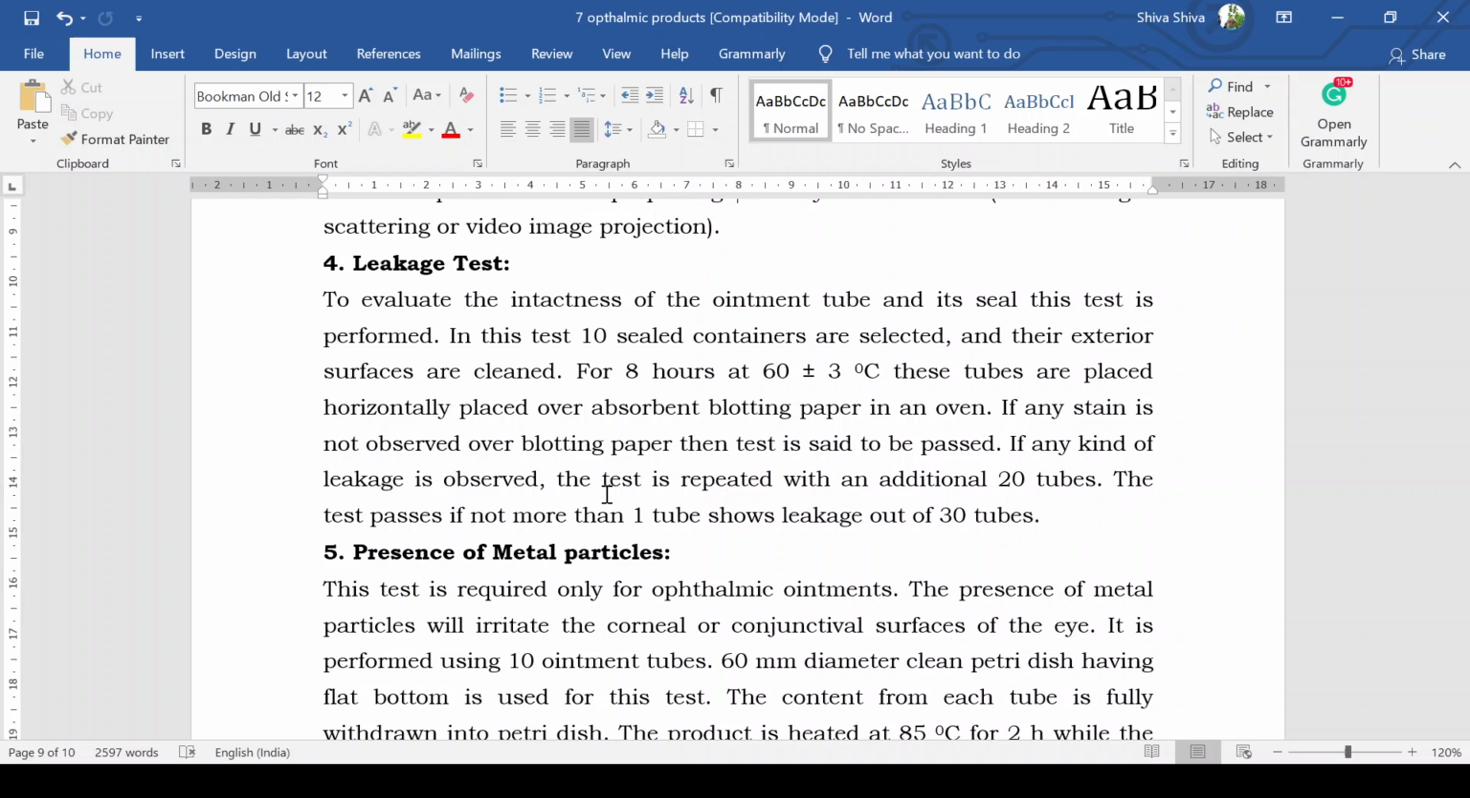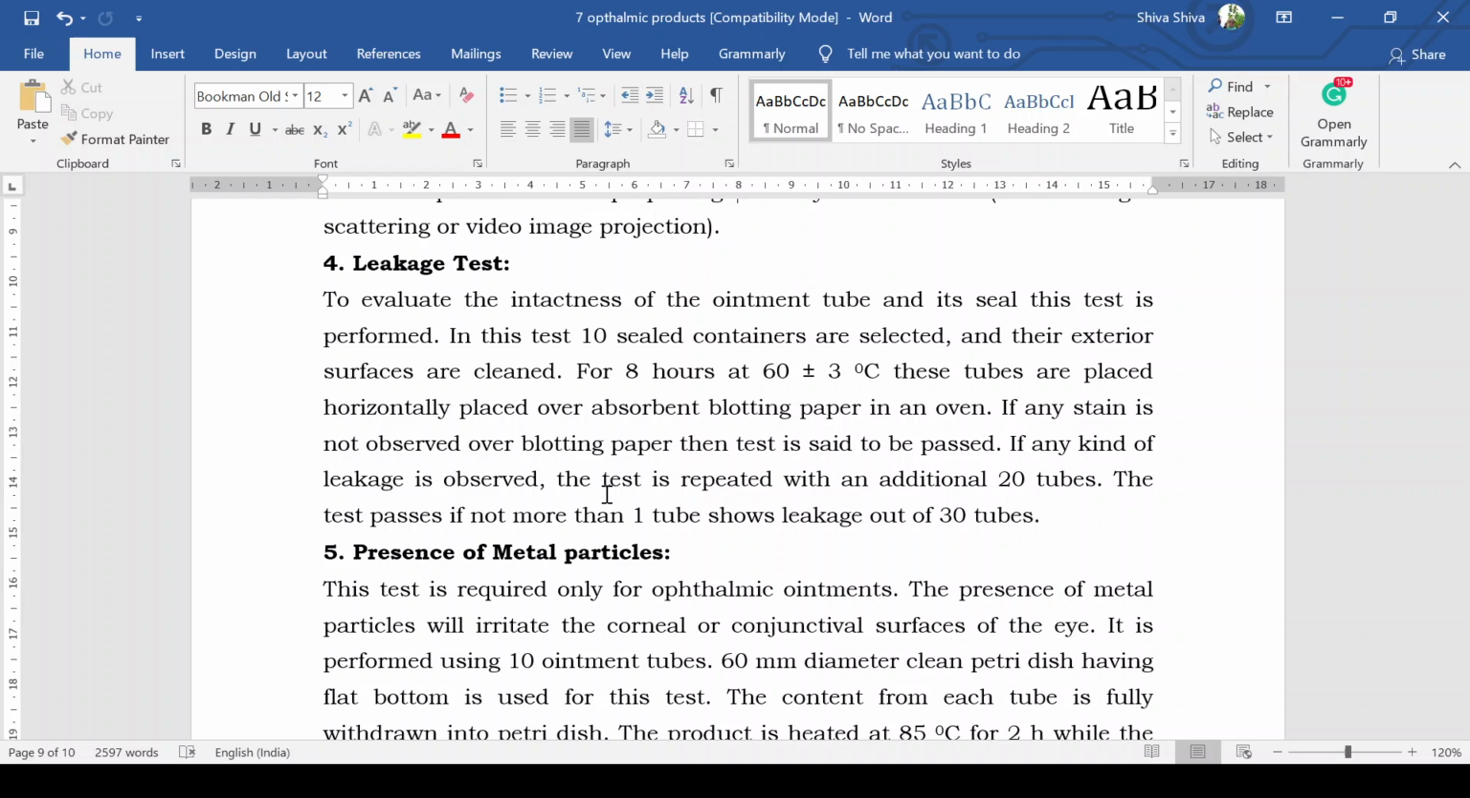If any kind of leakage is observed, then the test is repeated with an additional 20 tubes. The test passes if not more than one tube shows leakage out of 30 tubes. So what is the exact procedure carried out? The exterior surface of the aluminum tubes is cleaned. After cleaning that surface, these tubes are kept for 8 hours at 60 plus minus 3 degrees Celsius in a horizontal position over a blotting paper.